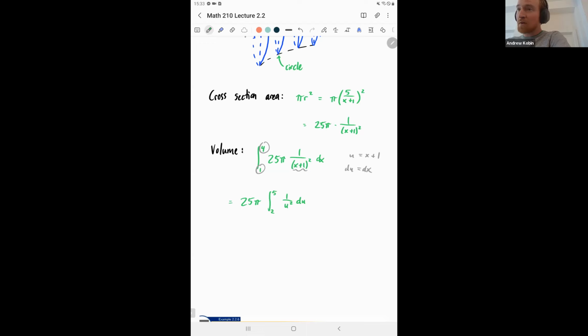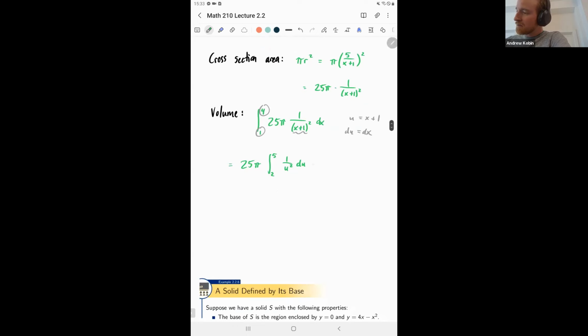So of course we shift from 1 to 4 all the way up to 2 to 5. Makes sense. Let's integrate this. So this is a power rule. This is really u to the negative 2. I'm going to do this all in one step.